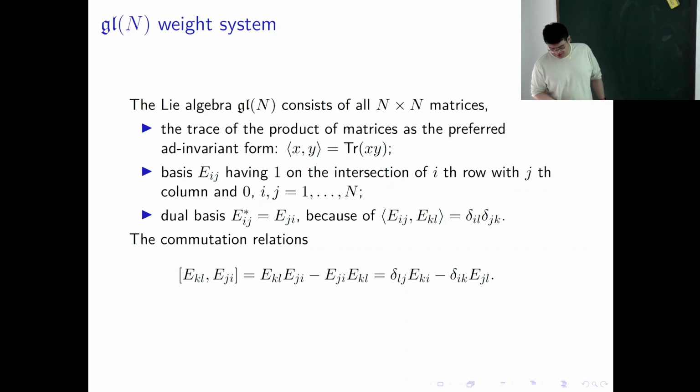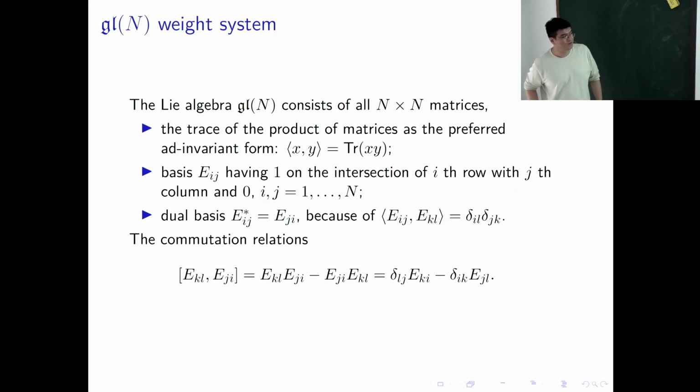So the Lie algebra GLN, everyone knows it's n times n matrices. And I take the bilinear form as taking the trace. And I choose the basis E_ij, the elementary matrix which has only one at the i-th row and j-th column. And the dual basis of E_ij is E_ji. And this is a permutation relation.